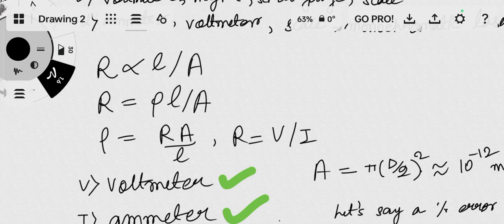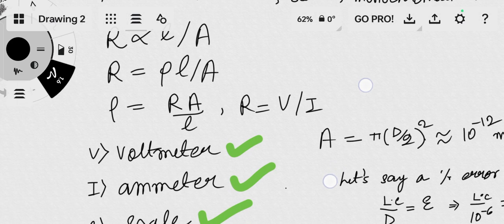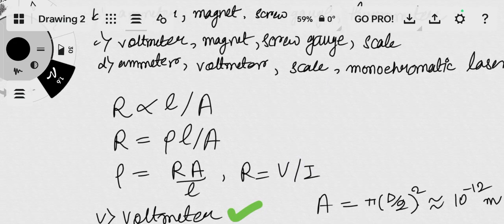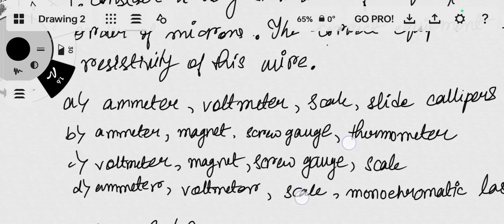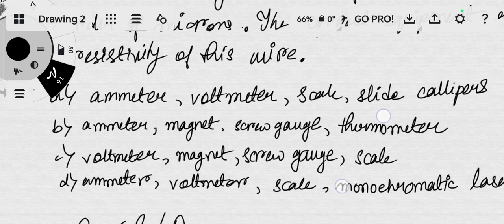Now this resistance, we know again, is V by I, which is voltage by current. So to measure voltage we will need a voltmeter, to measure current we will need an ammeter. So these two are a must. The next thing is that we need length. So to measure the length of the wire, definitely we need a scale. So voltmeter, ammeter and scale, you see we already have options A and D with us.